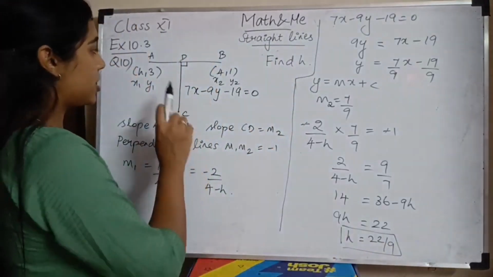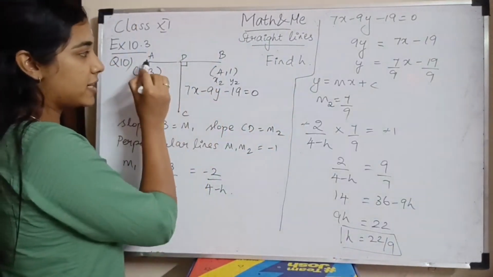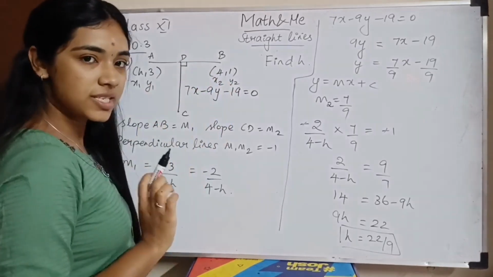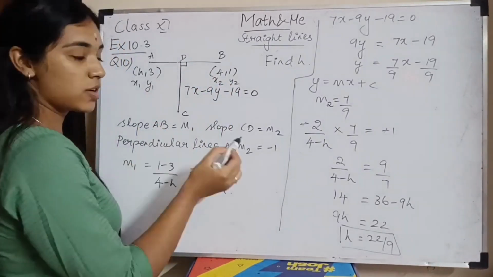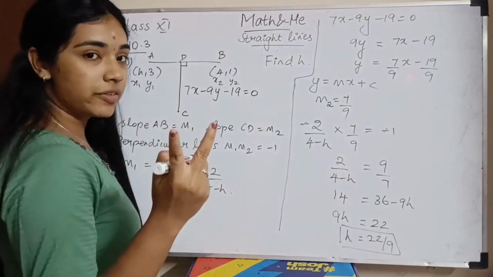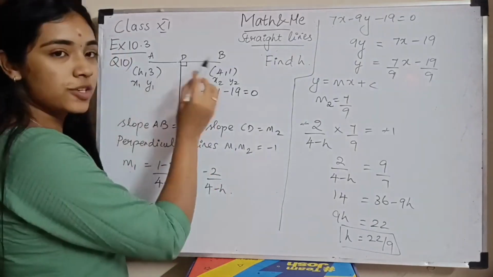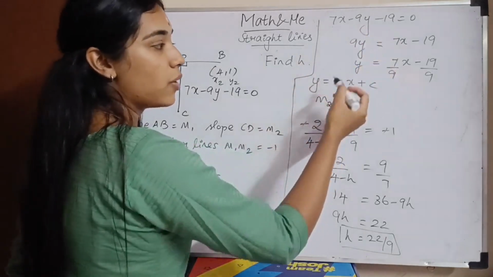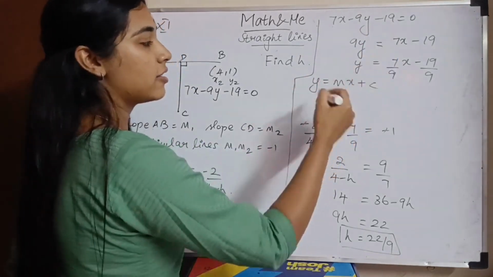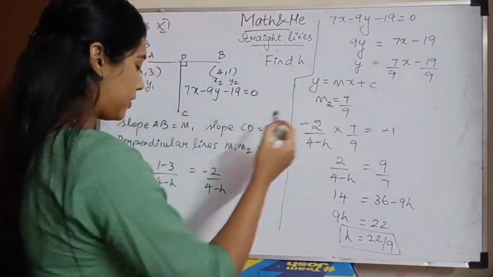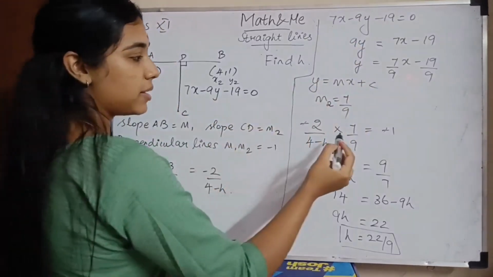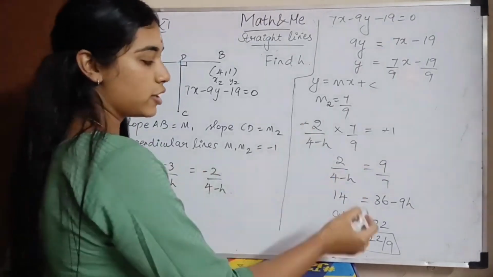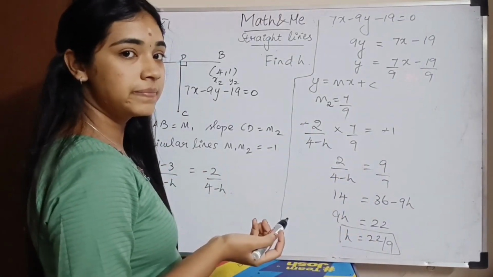So the question is, you have 2 points and the line intersecting the 2 points is perpendicular to this particular line for which the equation is given. So what do you do? You find the slope of both. There are 2 different ways. For M1, you use the 2 points to find the slope. For M2, you use the y-intercept form to find the slope of the other line. After you find the slope of the 2 lines, you multiply them to get minus 1, which is the rule of perpendicular lines, right? Then you solve for this, you get h. Okay.